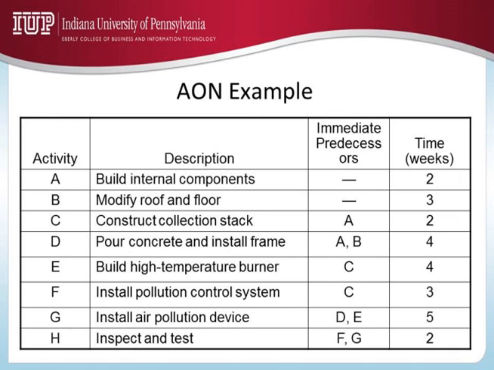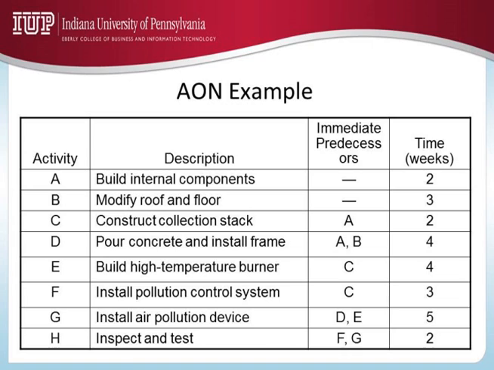It's always good to work with an example. So let's start working with this simple example where you have a paper manufacturing company. All these 8 activities are involved, which have been labeled A through H for convenience. A is build internal components, B is modify a roof and floor, and so on. So there are 8 activities.